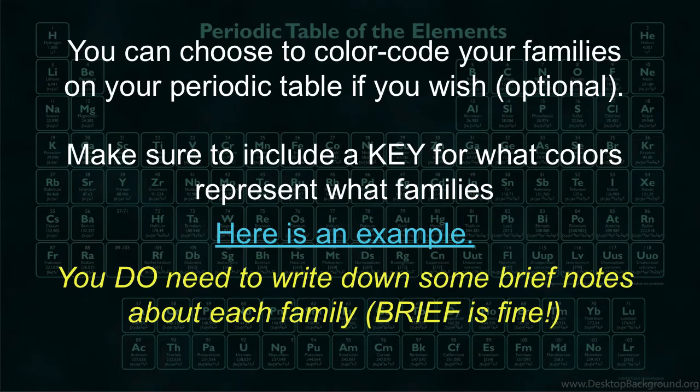Now we're going to go through the families of the periodic table. You can choose to color code these if you wish. Just make sure that you make a key for what families are which color, either on the periodic table itself or in your notebook. And there's an example that I'll link as well that you can just see if that's something you're interested in. It is optional. What you do need to write are just some brief notes and of course the names of the families as well.